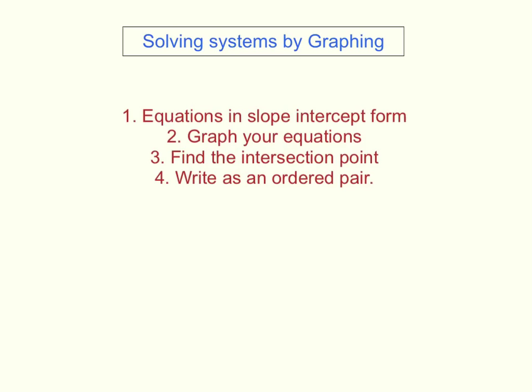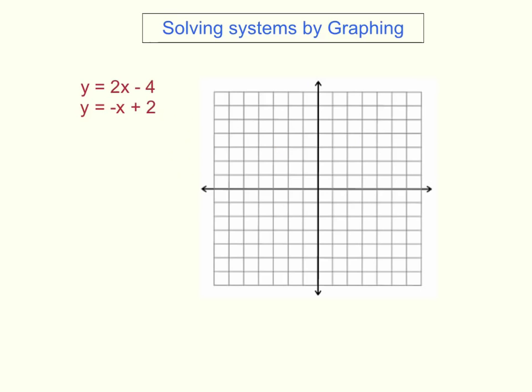All right, so solving a system by graphing. You just want to make sure that your equations are in slope-intercept form. Remember, that's y equals mx plus b. Then you just graph them and find that intersection point. Just don't forget to write it as an ordered pair. So let's just try an example together.